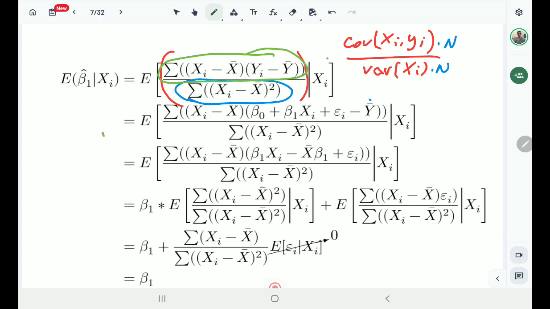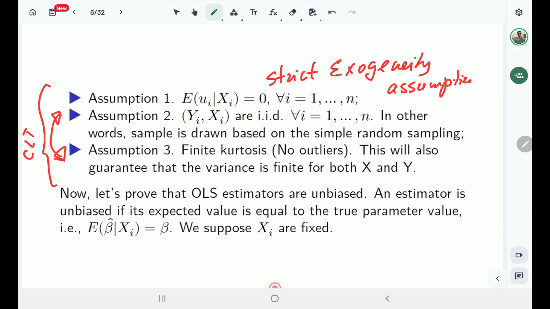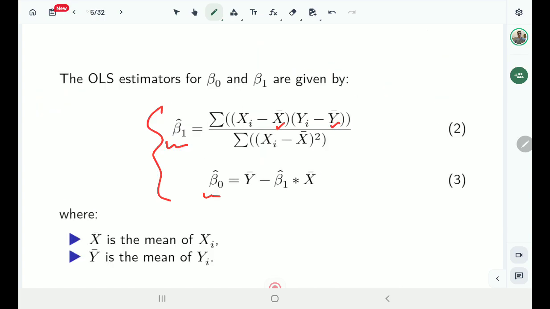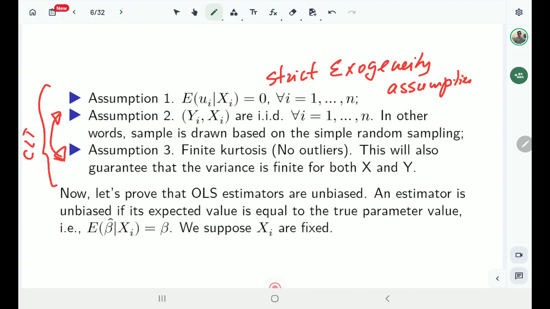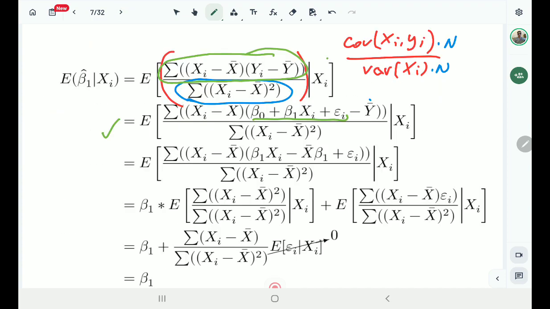Look at the second part here. So basically, instead of yi minus y bar, we just plug in the population definition of yi, because in the previous slide we said that yi is nothing but beta 0 plus beta 1 xi plus epsilon i. So we plug that expression for yi, and then we get something like this.